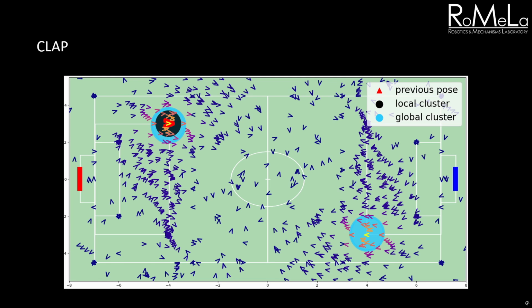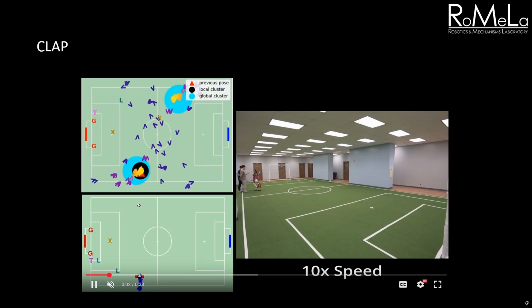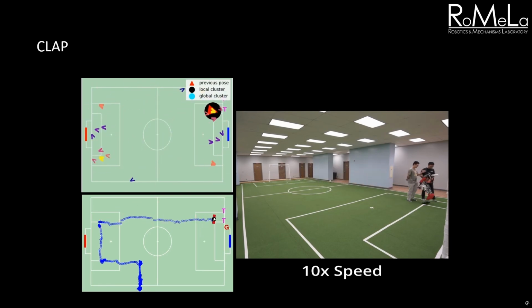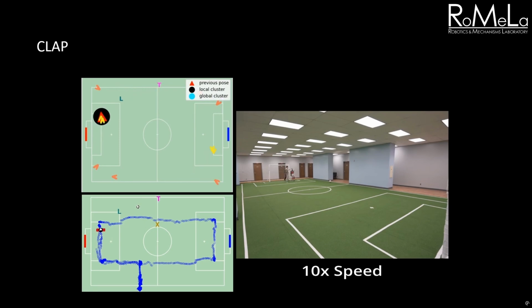Let's see how this looks like in real life. In this clip, our robot is walking around the field in a box pattern. The black circles are a naive clustering method, which uses the previous pose to find the next group of closest points. The blue circle is our k-means clustering, which runs every couple of frames.